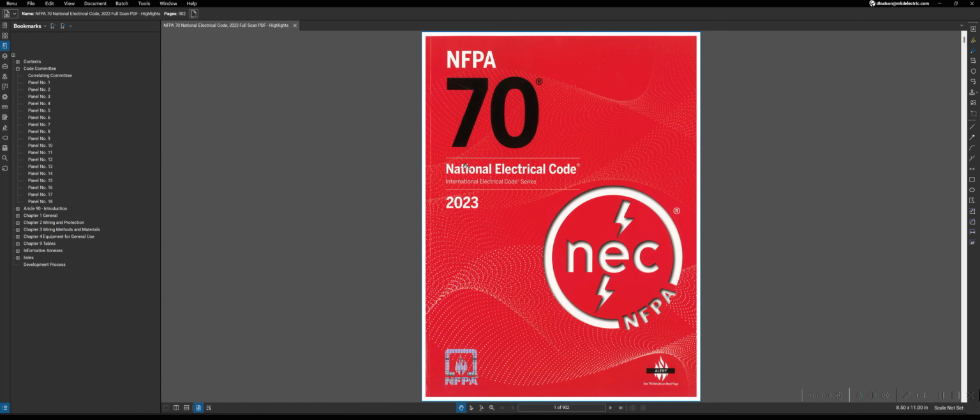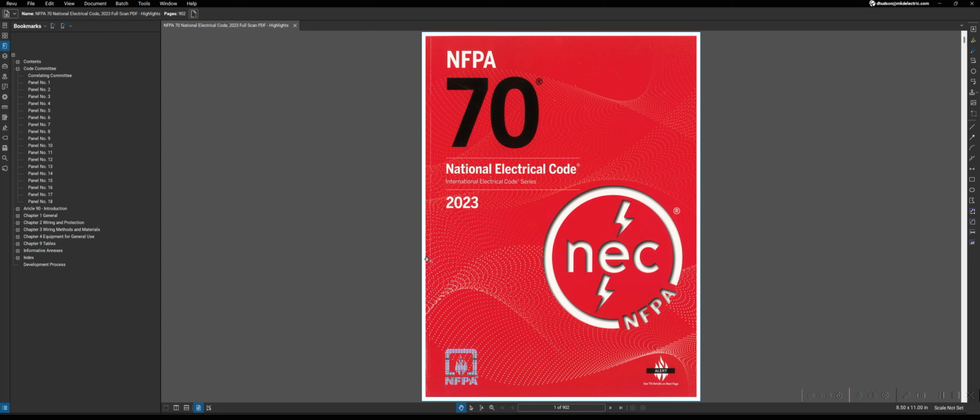Moving back to our current day 2023 code, it's grown quite a bit. The original version of the NEC, the very first one released, had just a bit under 40 pages, and we can see now this is over a 900-page document.